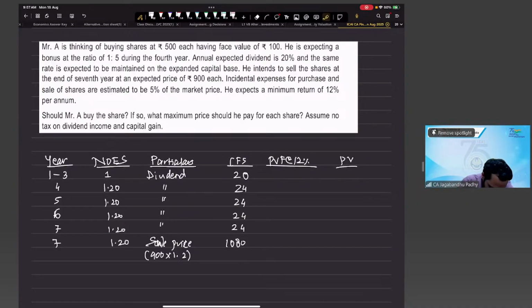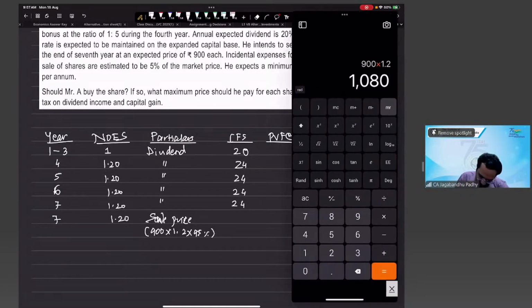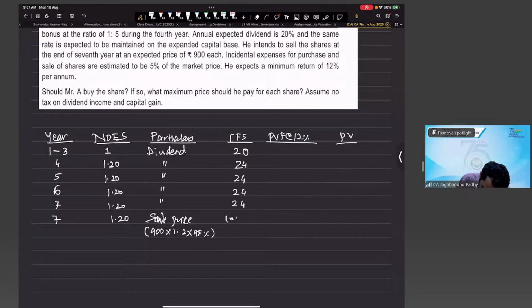But wait, they're also saying that 5% of the market price is going to be incidental expenses. So when you say sale price, it's not going to be 1080. This is going to be into 95%. Why 95%? Because of the 5% brokerage, 5% expenses. So we have 1026. Okay. So just take the present value, discount it at 12%, and give me the PV value.